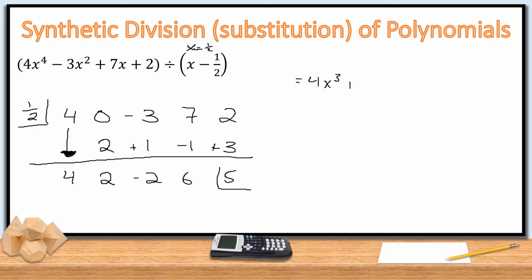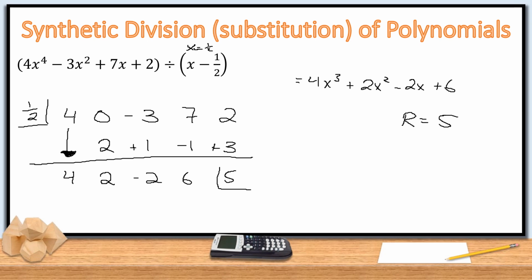So 4x cubed plus 2x squared minus 2x plus 6, remainder 5. So you saw how much faster that was than trying to do that with long division. Doing the x minus a half with long division would be a little bit more tedious for sure. And in your test, I may ask you for the whole thing.